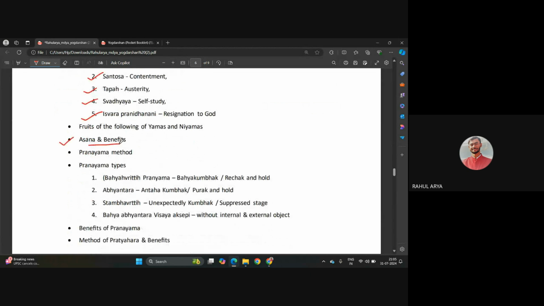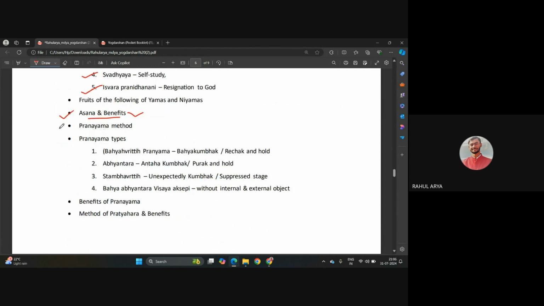And after that, asanas. But Yogdarshan does not define any kinds of asanas. 13 kinds of asanas are described in the Yoga Vyasa Bhasya. The benefits are described in the main sutra here: Tato dvandva anabhighataha. And the pranayama method is described here, and the types of pranayama are described here.